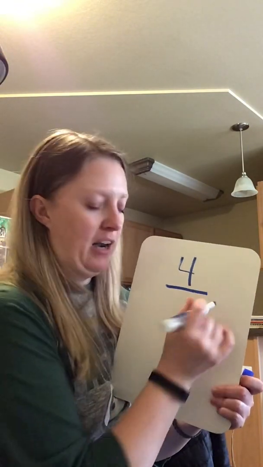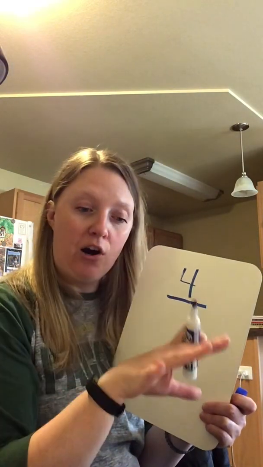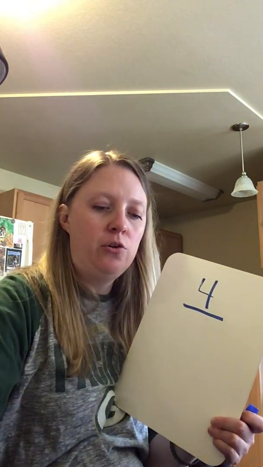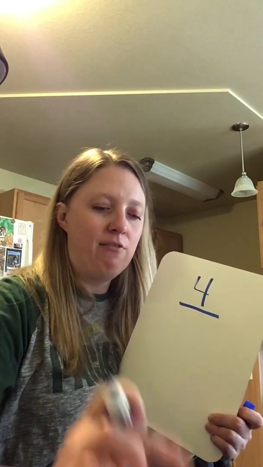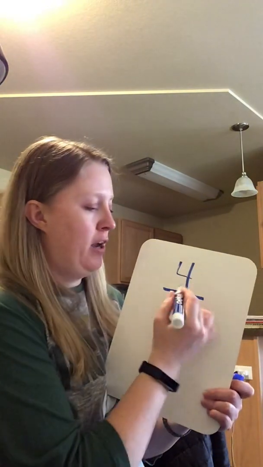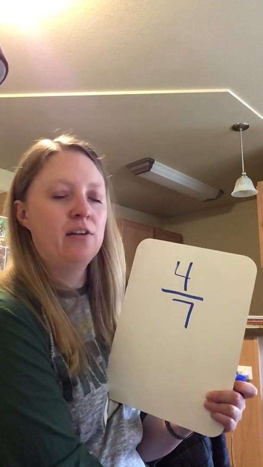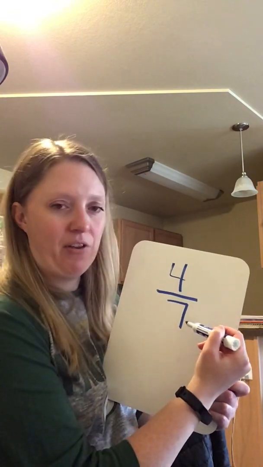For our denominator, we would have to figure out how many total peppers there are in the group. So I want you to count all the peppers, green ones and yellow ones. 1, 2, 3, 4, 5, 6, 7. So 4 out of 7 total peppers are yellow peppers. So we would say this as 4/7.